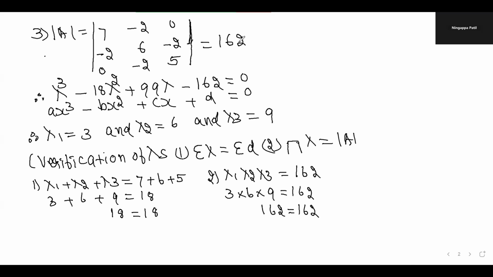Then look here, on the calculator display, such a dialog box is opened there. Now, look here. Cursor is here. Now, 7 equal to button, minus 2 equal to button, 0 equal to button, minus 2 equal to button, 6 equal to button, minus 2 equal to button, 0 equal to button, minus 2 equal to button, 5 equal to button. You entered all these values in this matrix.